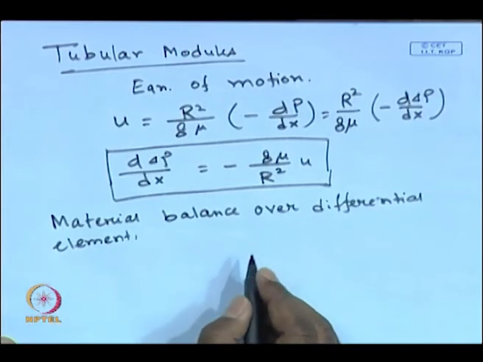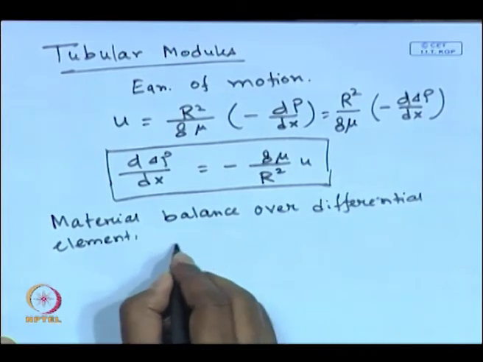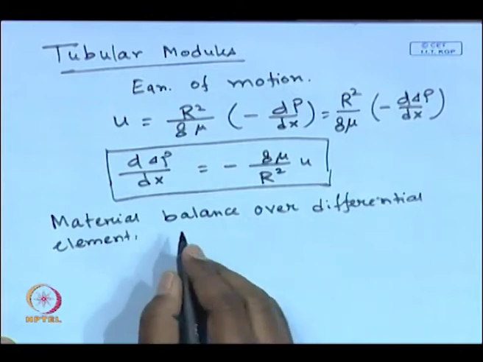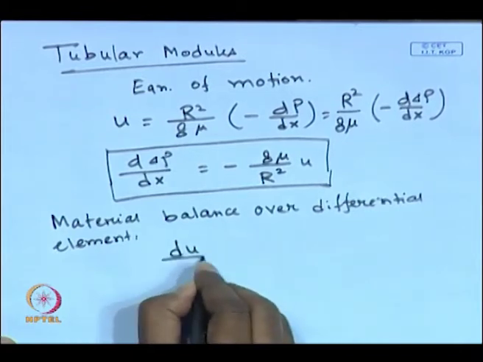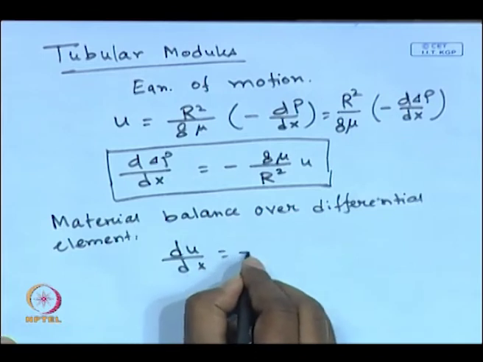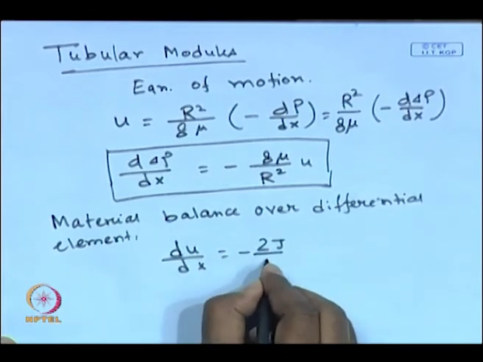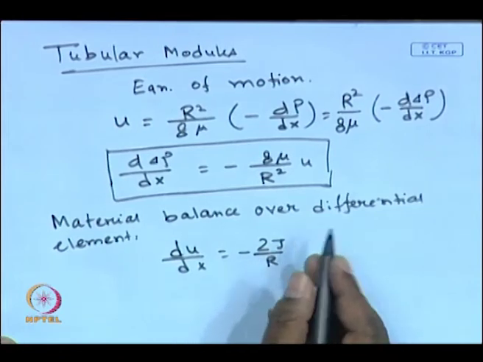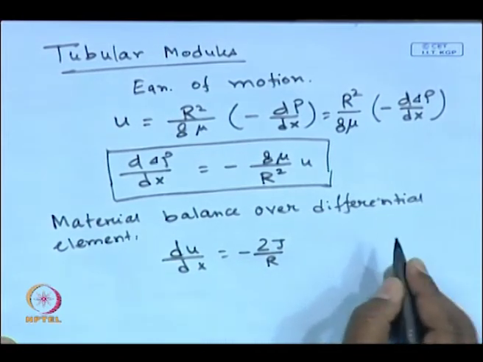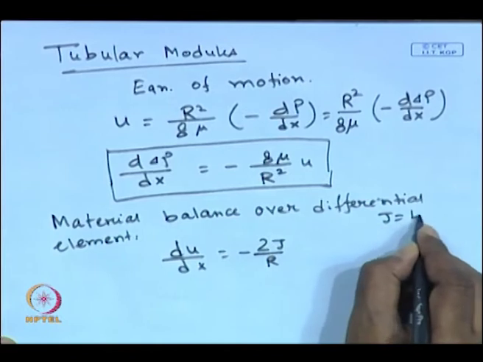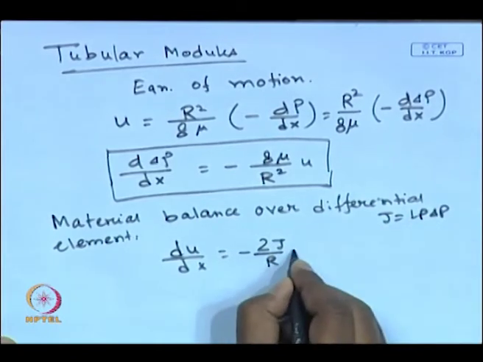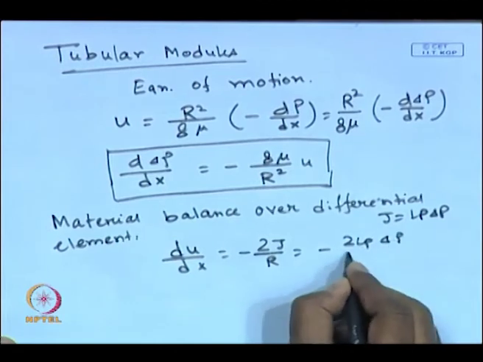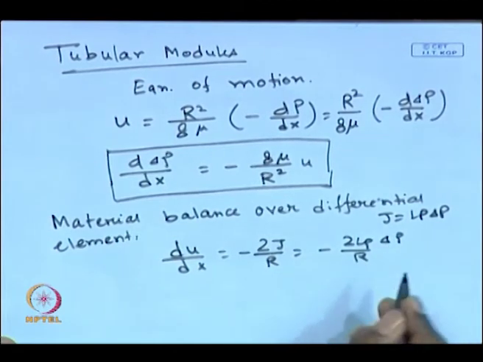As we have done earlier, assuming that the density of the feed is equal to the density of the permeate, you are going to get du/dx is equal to minus 2J over r. And since the osmotic pressure is negligible, J is nothing but Lp times delta P. So this will be nothing but minus 2 Lp delta P over r.